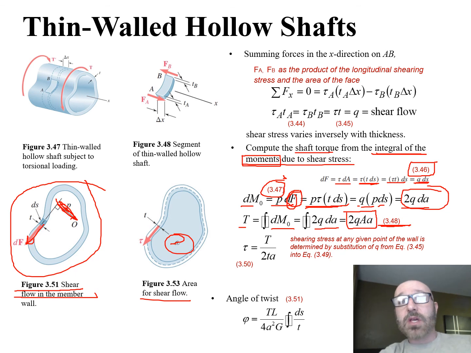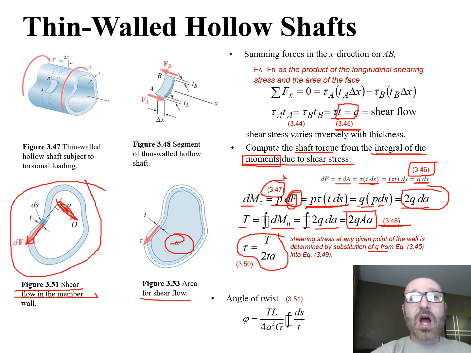Now from that, we can say that our shearing stress at any given point in the wall is going to be determined by the substitution of our q from equation 3.45 into equation 3.49 in our textbook. And then we end up with tau equal to our torque T over 2 times t A, which is equation 3.50 in our textbook. So we can get all that relationship to get our tau.